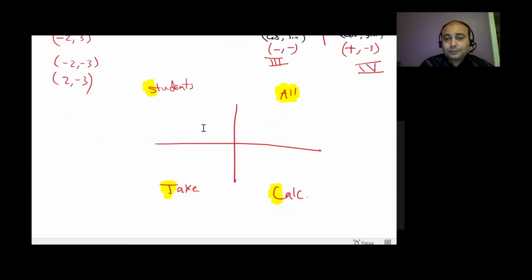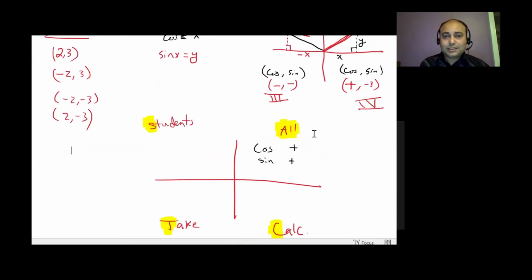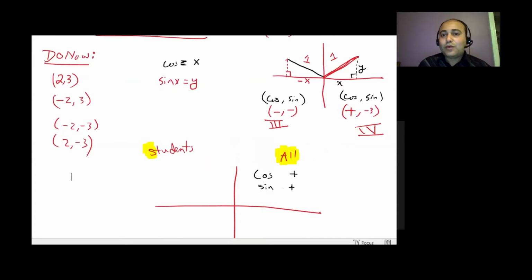Now, since the cosine here is positive, that means the cosine is going to be positive, and the sine will be positive. Now, what is the tangent? If I ask you to find tangent in this diagram here, can you find tangent for me?